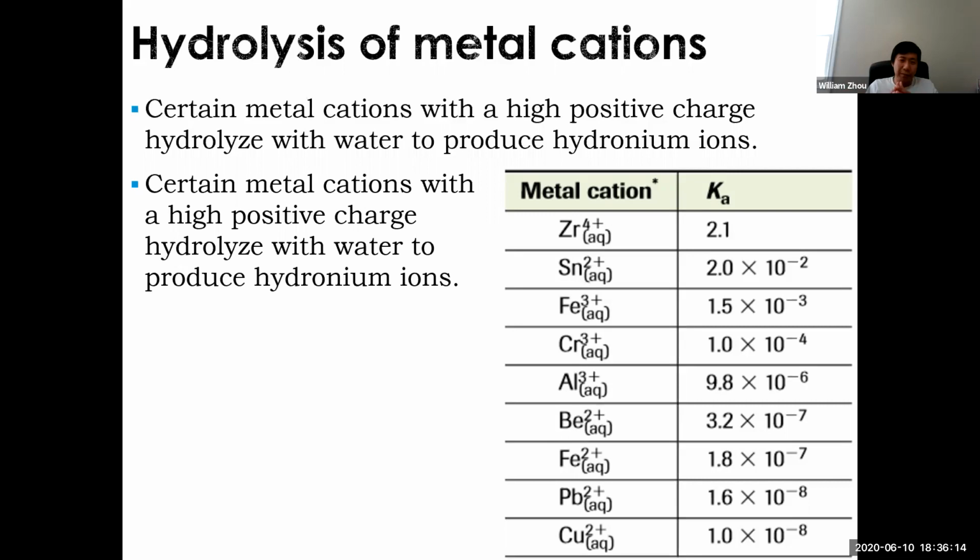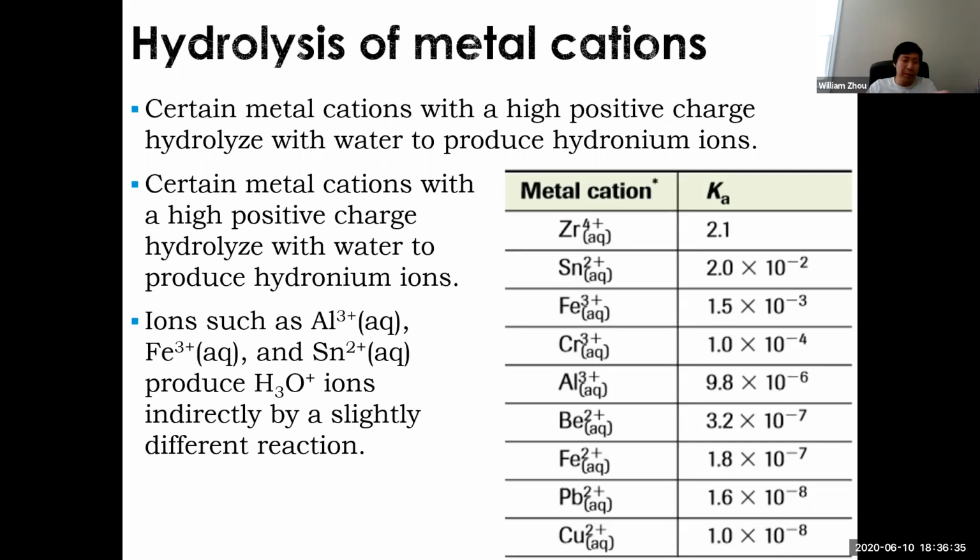All right. So here's what we're about to learn. If you have a metal cation that is very positive, okay, 1 plus is not very positive. 2 plus, kind of, depends. 3 plus, 4 plus for sure, okay? They are so positive, they will force water to produce a hydronium ion. Let's say aluminum, iron, or tin, they all have very positive charges. They can produce H3O ions indirectly. They don't produce it themselves. They get others to help them.